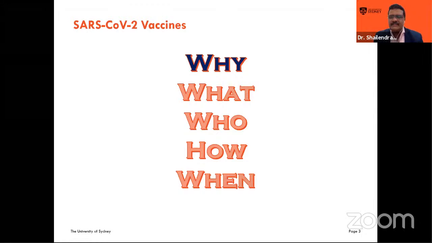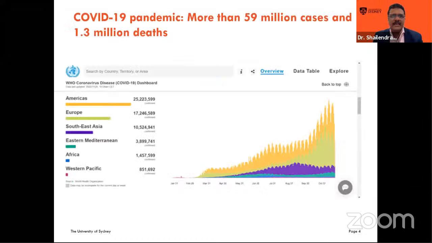Why do we actually need the vaccine? Because the idea is it's a mild infection. It was supposed to be going away by this time because that's what happened with SARS-CoV-1 and with MERS, which were kind of cousins of this SARS-CoV-2. But the reality of what we have currently is more than 59 million cases and more than 1.3 million deaths all across the globe. If you look at Americas, Europe, Southeast Asia, Africa, Western Pacific, every part of the world has been affected and it's continuing to get more and more infections, more so in the last few weeks again.